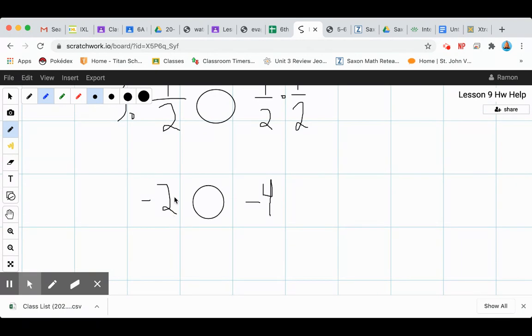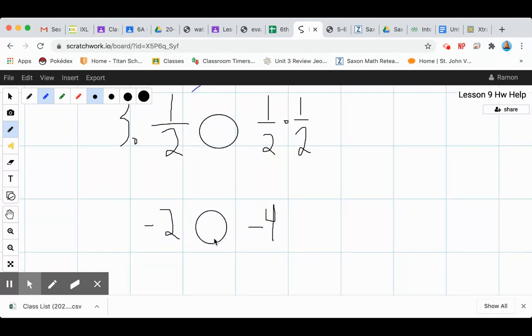Now for this, it's something similar. -2 is greater than, less than, or equal to -4. As a reminder, the smaller a negative number is in terms of absolute value, the greater value it actually has.